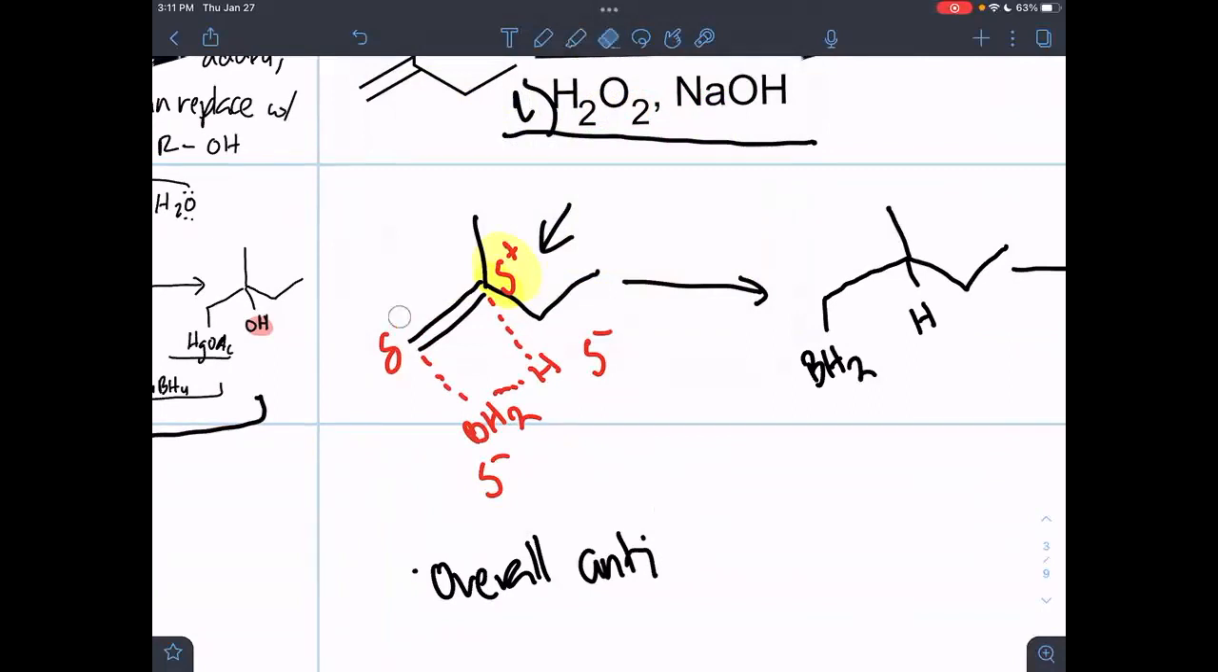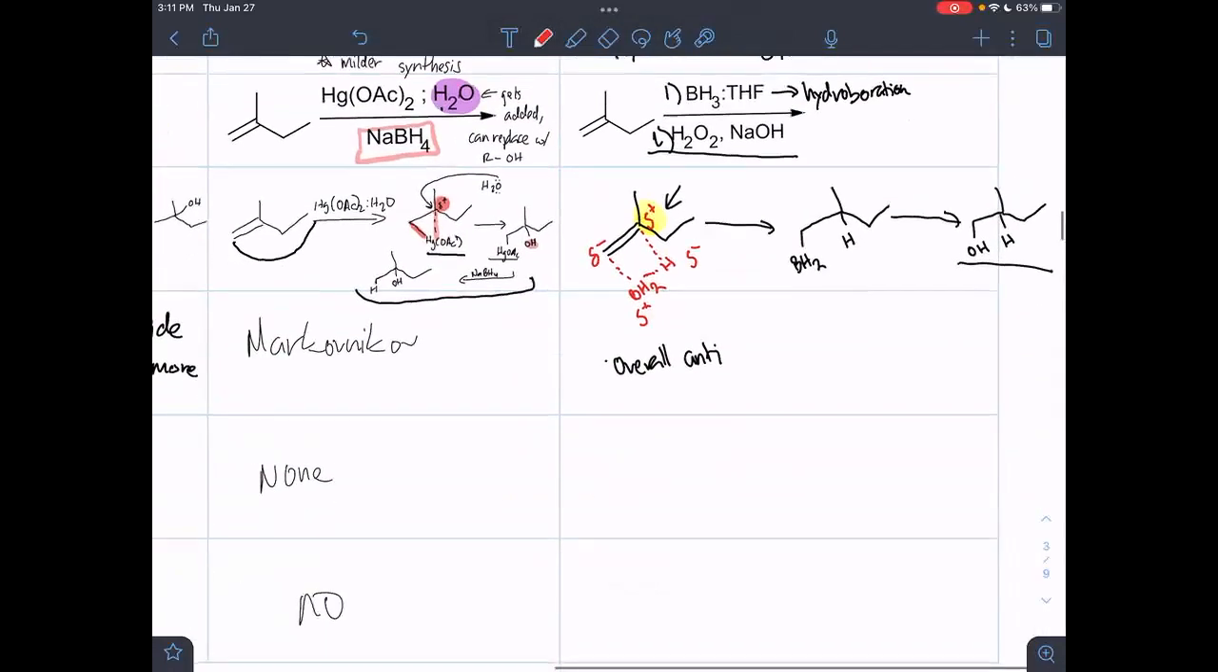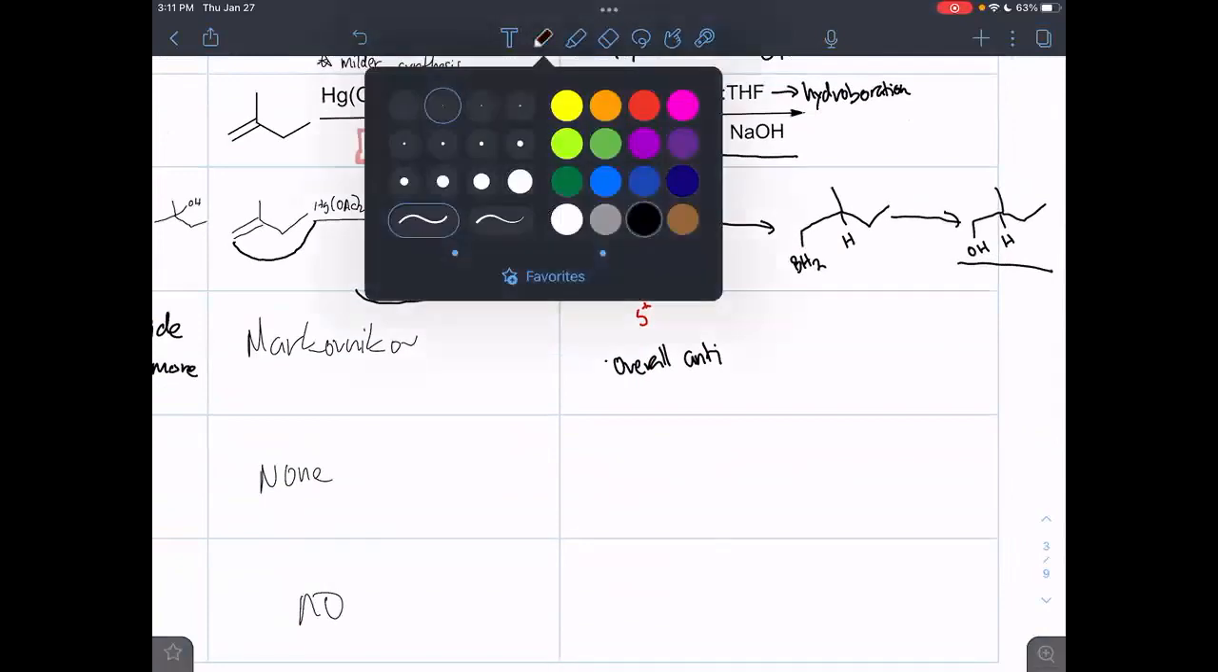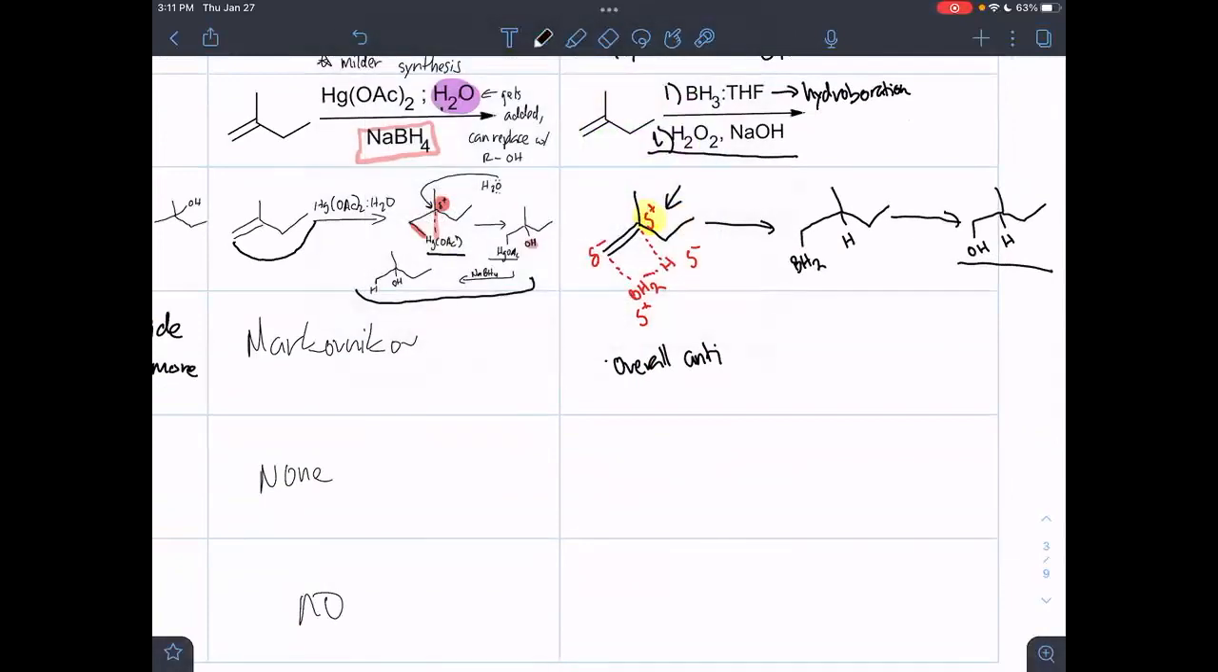I think I switched that up. Overall anti, is there any stereoselectivity? So for this one, I think this is the only one that does have stereoselectivity. It's going to be a syn addition, so both the hydrogens are either going to be both wedged or both dashed.